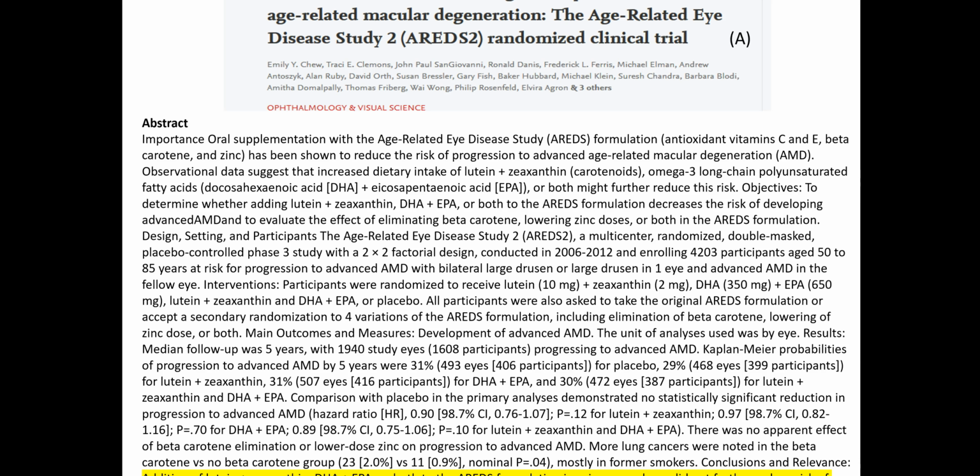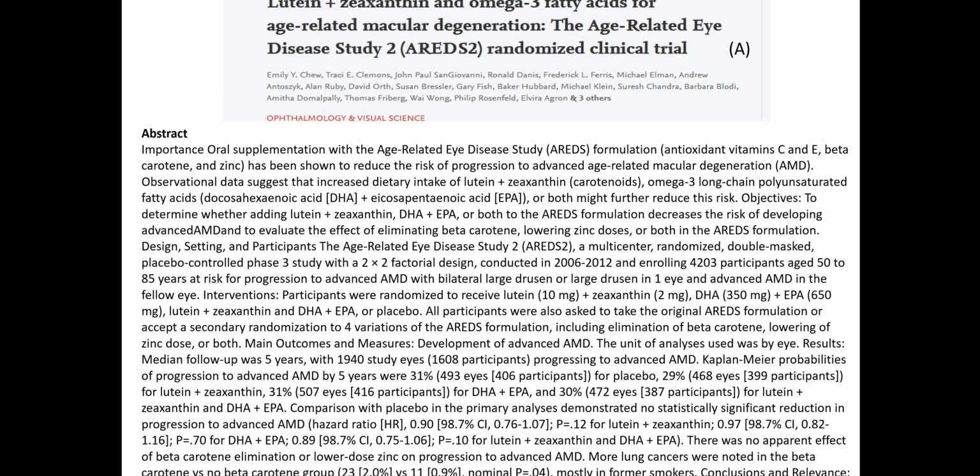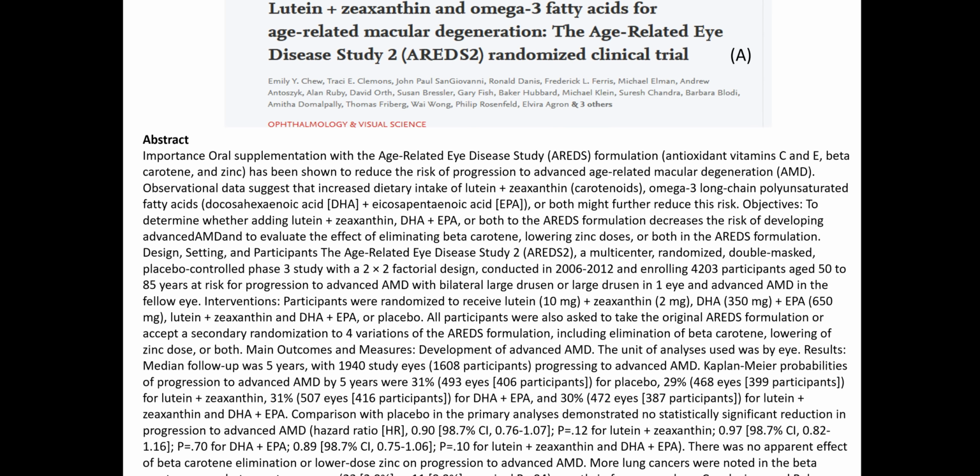And so this is the big trial, and there were 2 of these. AREDS trial, if you haven't heard of this yet, you will. And lutein and zeaxanthin and omega-3 fatty acids, they found some benefit. The conclusion and the relevance.